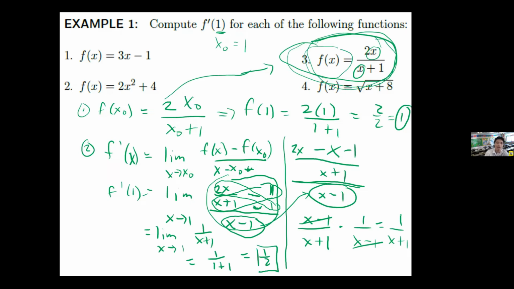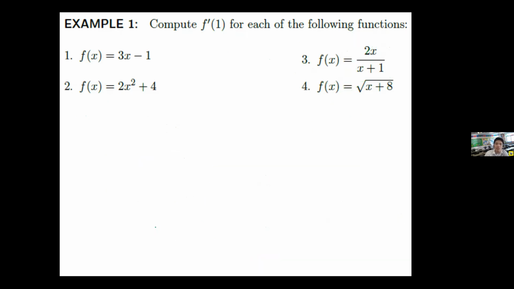Ganina, ang atong example number 2, polynomial. Kani rasyonal. So, last example, we will discuss nga naka-radical siya. Diri sa number 4, radical ni. Again, first step na to, let's solve for our f of x sub 0, which is using our given, that is just square root of x sub 0 plus 8.